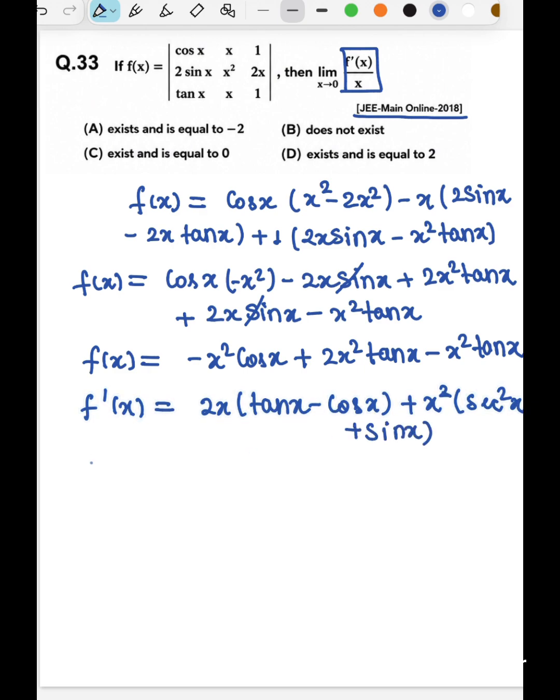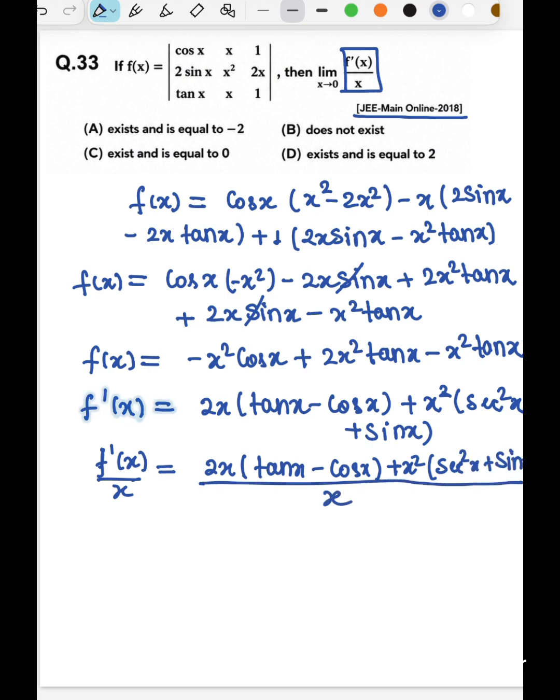Now what is f'(x) upon x? This is equal to 2x tan x minus cos x plus x square sec square x plus the sin x, okay, upon x, right. Now f'(x) upon x is equal to 2 tan x minus cos x, just you have to simplify, right, plus x sec square x plus sin x, right.